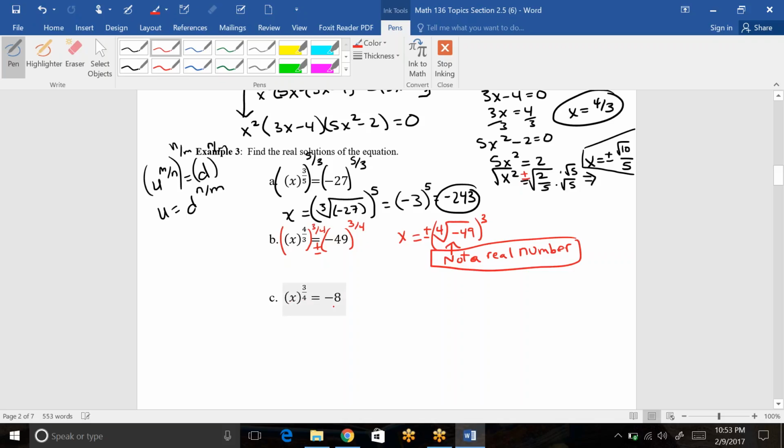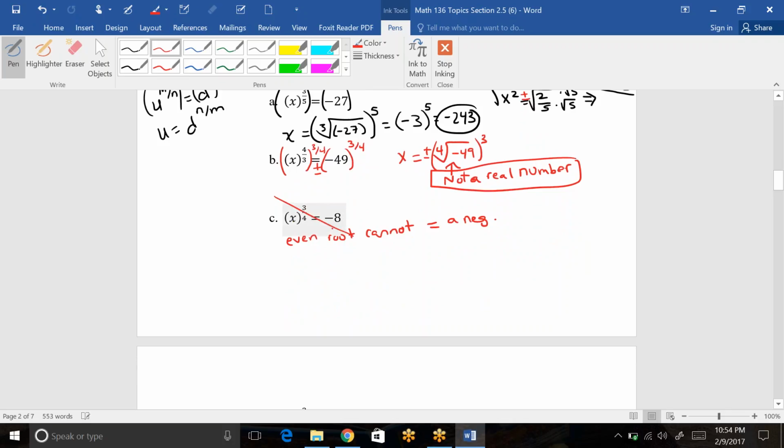Here, I don't even have to solve this problem at all because you can't have a 4th root equal to a negative number. Okay? An even root cannot equal a negative. So we don't even have to solve that.